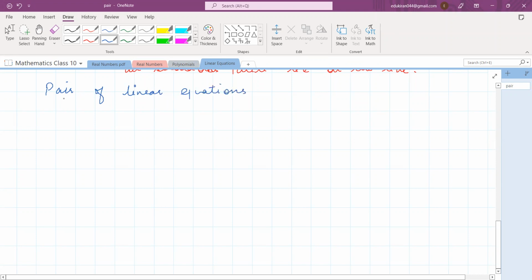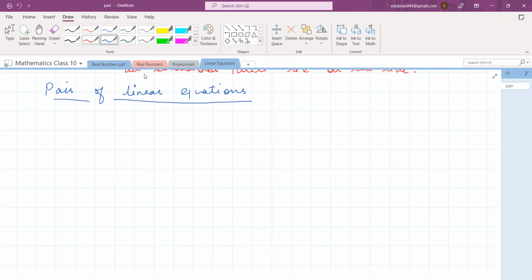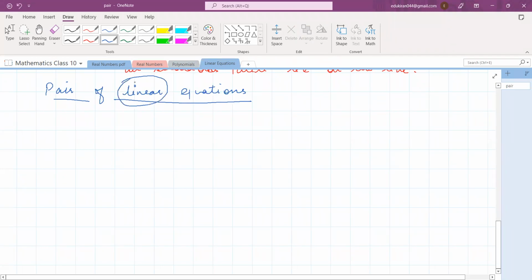Pair of linear equations. Now, whenever there's a pair, you have in mind how to plot it, right? Linear means obviously you're going to get a line in both the cases. On a graph, there can be three possible solutions. Either the lines are going to intersect, or they are parallel, or the third possibility: they coincide, like one lies above the other.